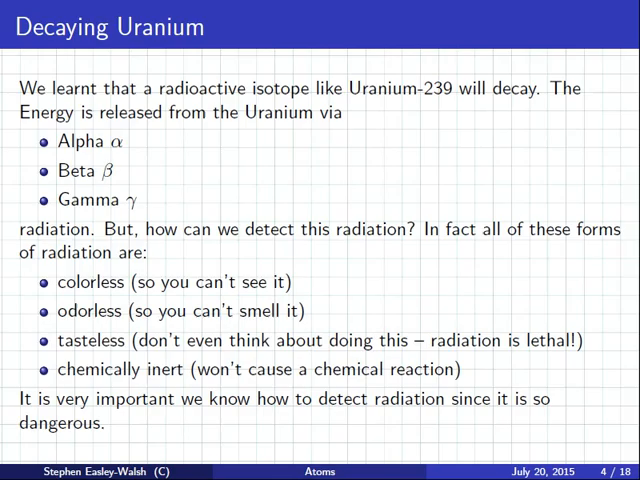So it's very important we know how to detect radiation since it's so dangerous. No, this is what makes it difficult to detect. That's colorless, odorless, tasteless, and chemically inert. It's hard to figure out whether it's true or not. Yeah, it's difficult to detect. So how can we detect it? We'll get to that, don't worry.